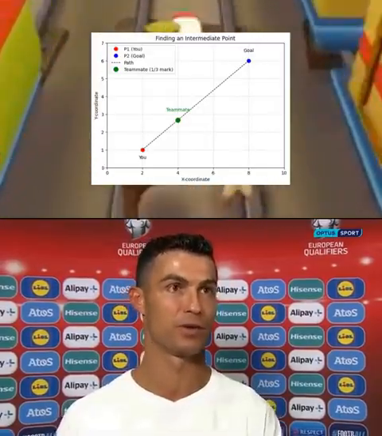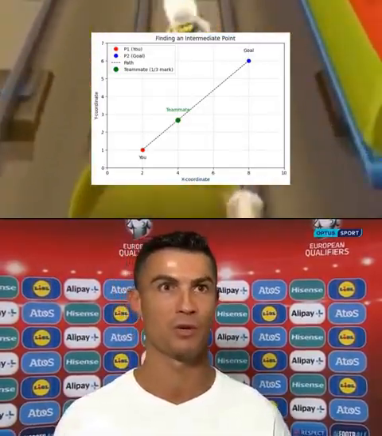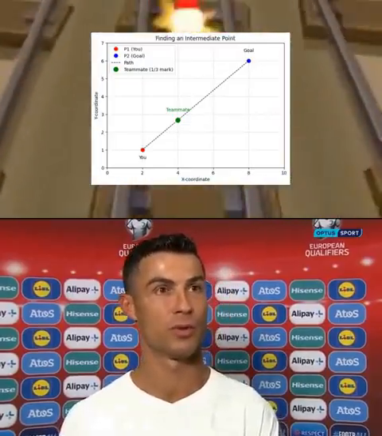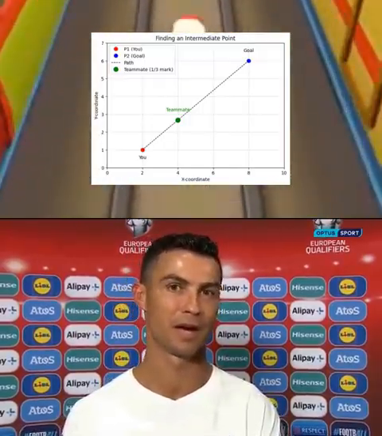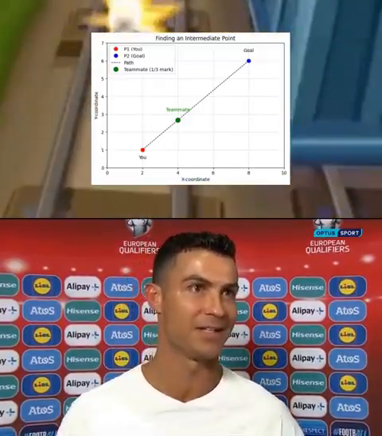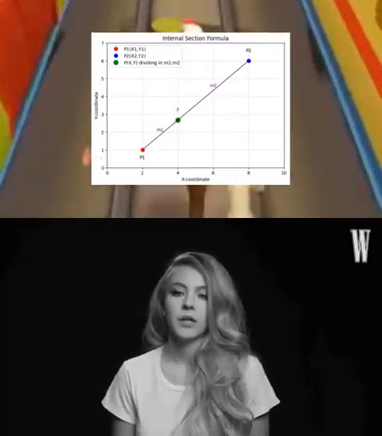Okay, so I can find points, I can find distances. But what if I am passing the ball to a teammate who is exactly 1/3 of the way between me and the goal? How do I find that exact spot? That is the section formula, Ronaldo.